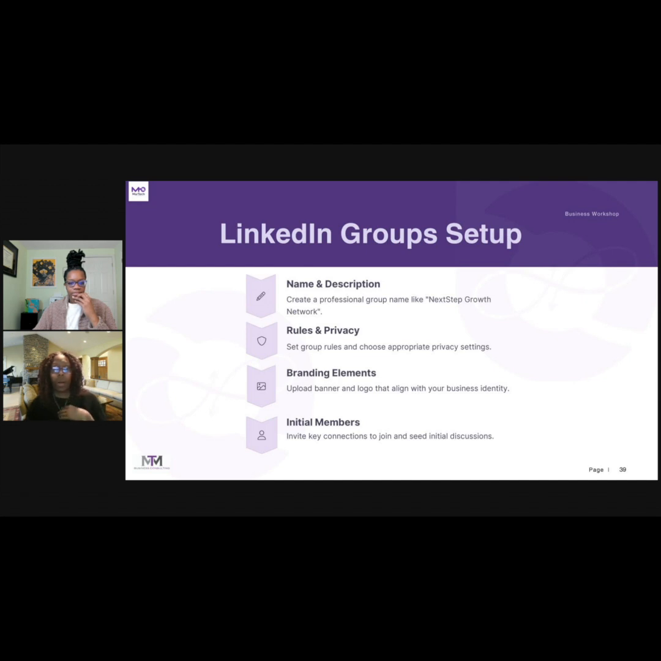Again, setting up the LinkedIn groups is a pretty simple setup. We're going to use the same framework that we had before to build out our group, including our name and description, our rules, setting our privacy settings, including our branding elements, and then inviting our initial members.